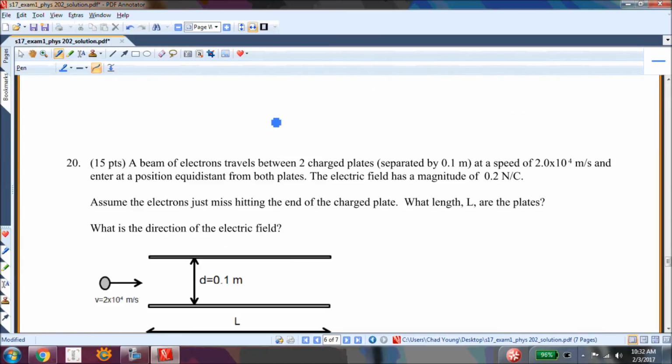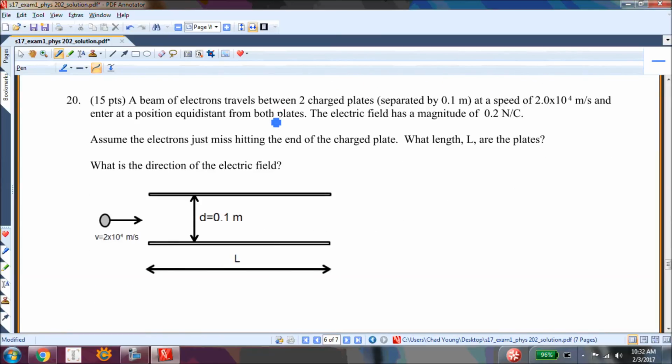Oh, there's one more question. All right, so a beam of electrons between 2 charged plates separated by 0.1 meter. They have that speed, and they enter a position equidistant from both plates. The electric field has a magnitude of 0.2 newtons per coulomb. What are the lengths of the plates, and what is the direction of the electric field? I'm sorry, I actually changed this. Do the electrons go up or down?